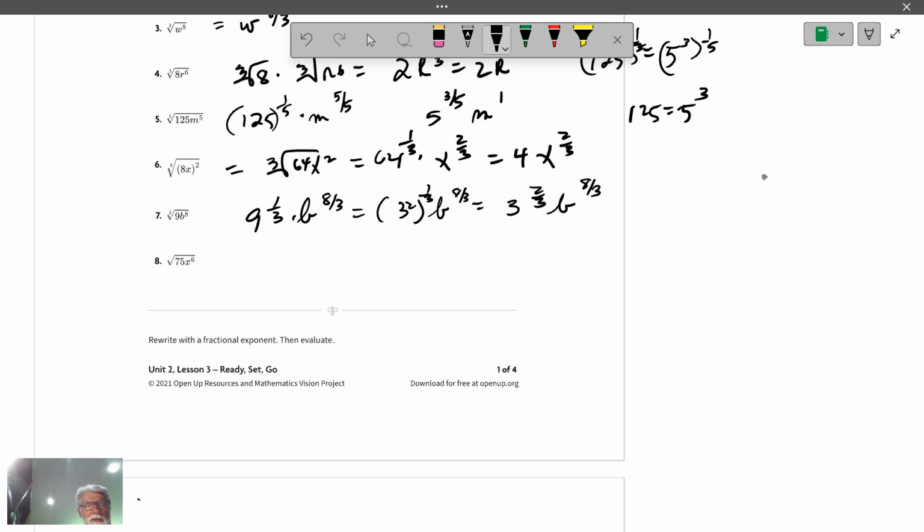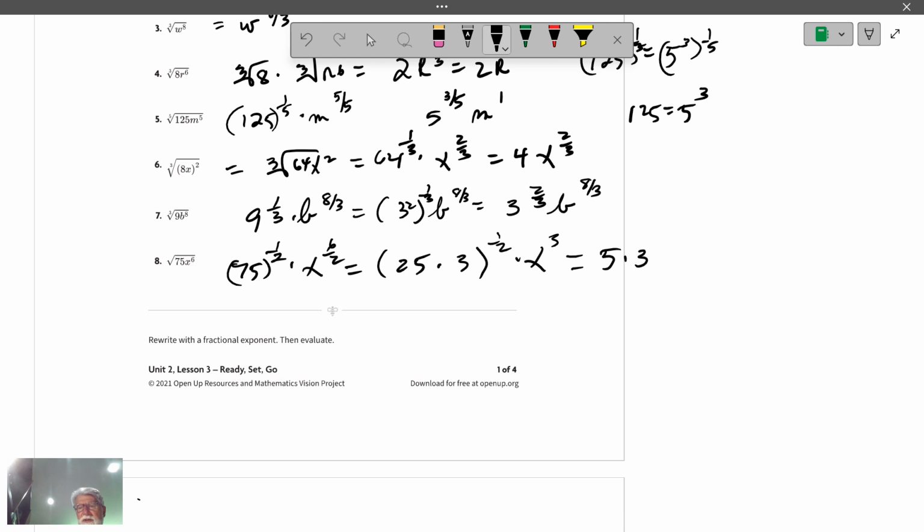The last one is going to be 75 to the 1/2 power times x to the 6/2 power. 75 is 25 times 3 to the 1/2 power times x to the 3rd, because 6 divided by 2 is 3. And now 25 to the 1/2 power is 5. So it's 5 times 3 to the 1/2 times x to the 3rd. Okay, it's a little tricky there.